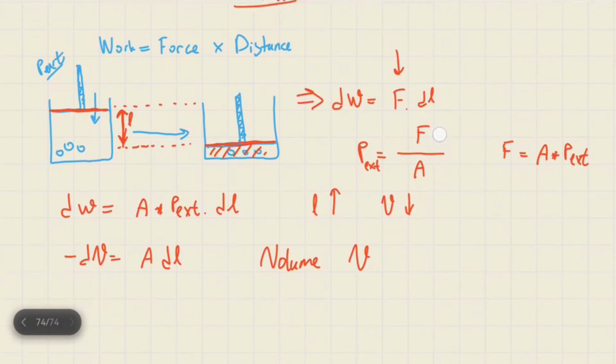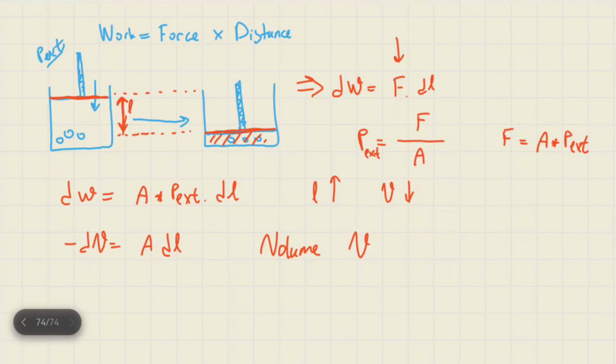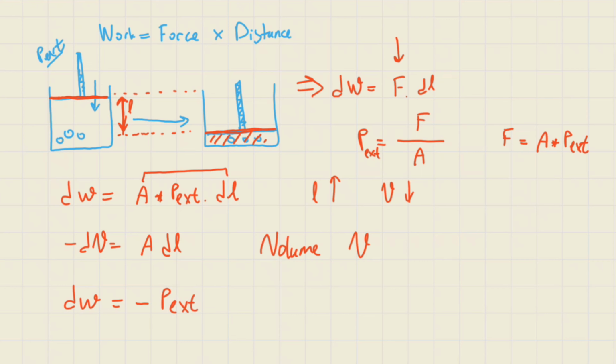Okay, so I want to put the things inside. The work: A times dl was defined as minus dV. P external stays here. I want to write the minus sign at the beginning, and dV. So this is the work.